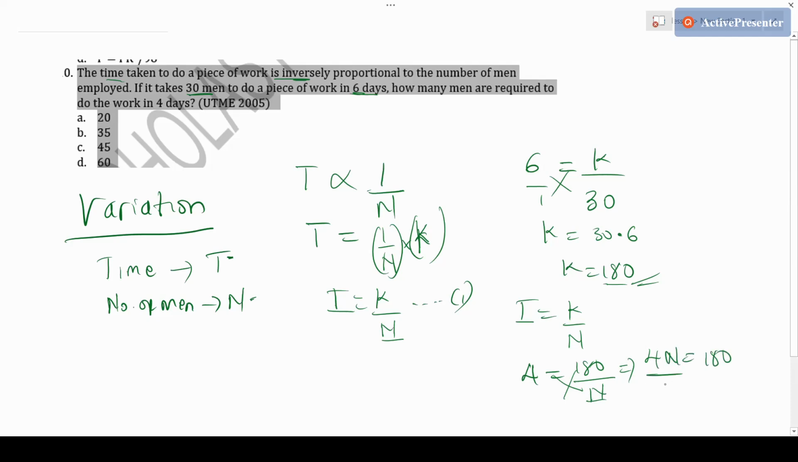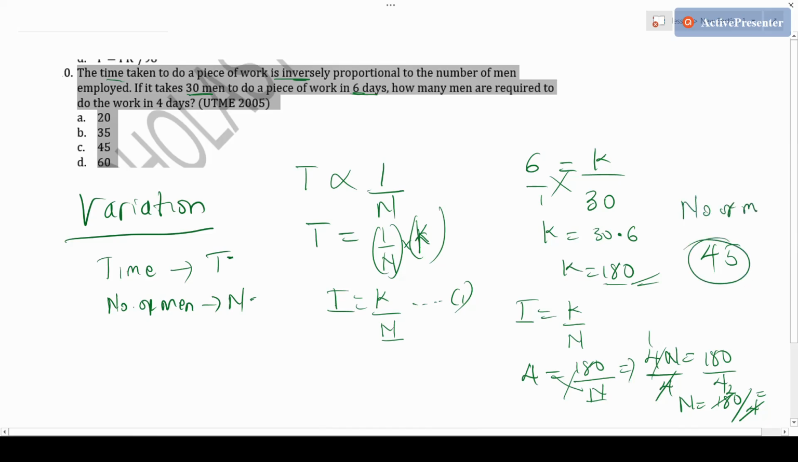If we divide through by 4, 4 and 4 is 1. So we have n is equal to 180 divided by 4, and this gives us what, guys? 4 in 18 is 4. Then we're left with 2. So 4 in 20 is 5. So we have our n, that is the number of men, is 45. This is option C. So this is our correct answer, guys.